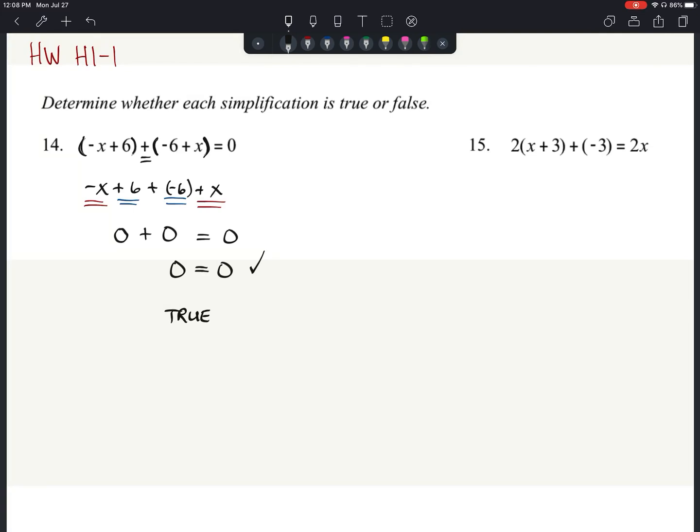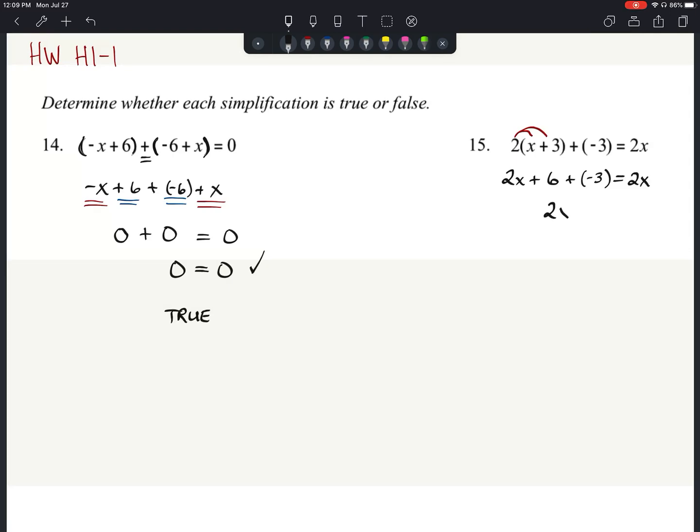Looking at 15, we want to know if 2 times the quantity of x plus 3, plus a negative 3, will equal 2x. In looking to simplify this, I'm going to distribute this 2 through. So 2 times x is 2x, and 2 times 3 is 6. So we have 2x plus 6 plus a negative 3 should equal 2x. So 6 plus negative 3 is going to be a positive 3.